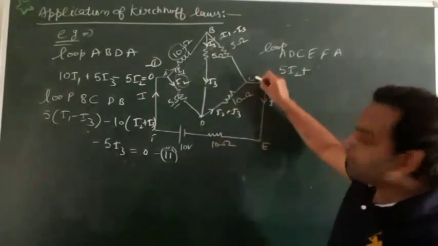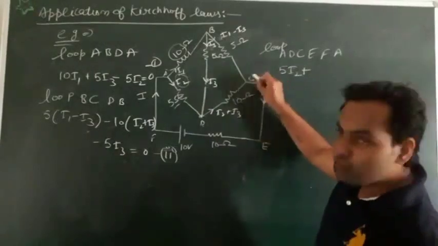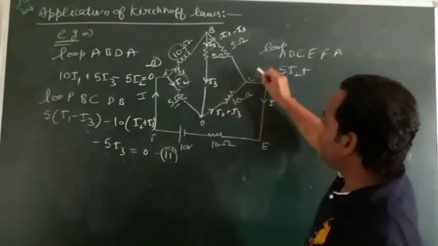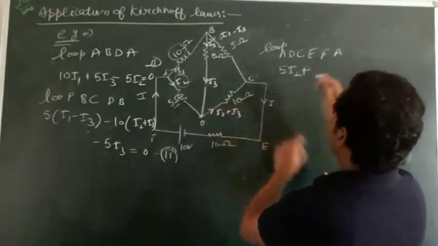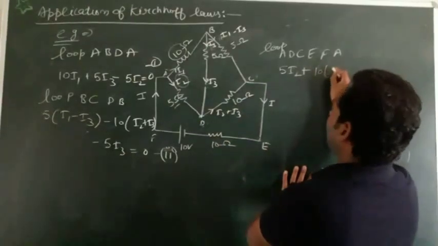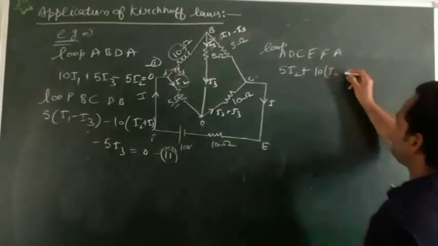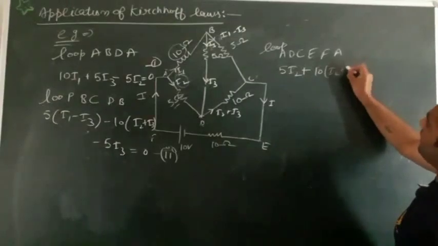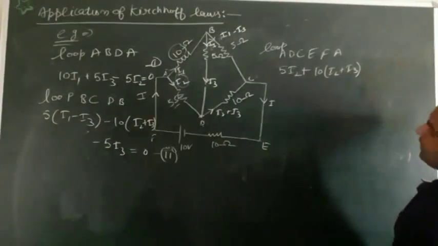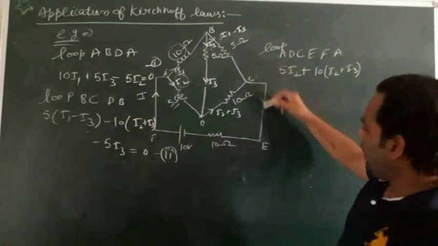Now we go from D to C. We are moving from D to C, and again the current is also D to C. Again the product of 10 and this current is taken as positive, so 10 into I2 plus I3. Clear? Now we have C to F, C to E.